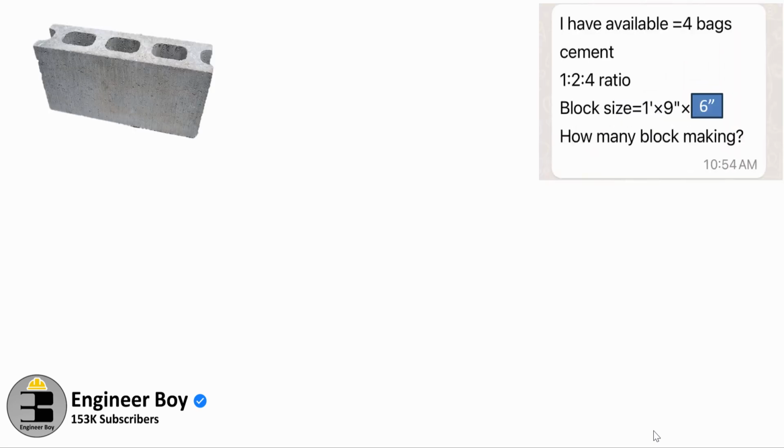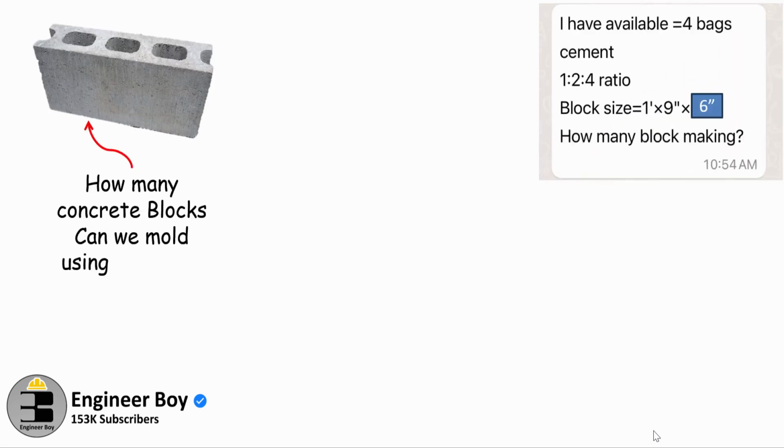Okay, another question. It's been sent by a group member. He has asked how many concrete blocks we can mold using 4 cement bags. The ratio for concrete is known, the block size is known, and the availability of cement is 4 cement bags. Okay, it is a very good question, but the data is not enough.